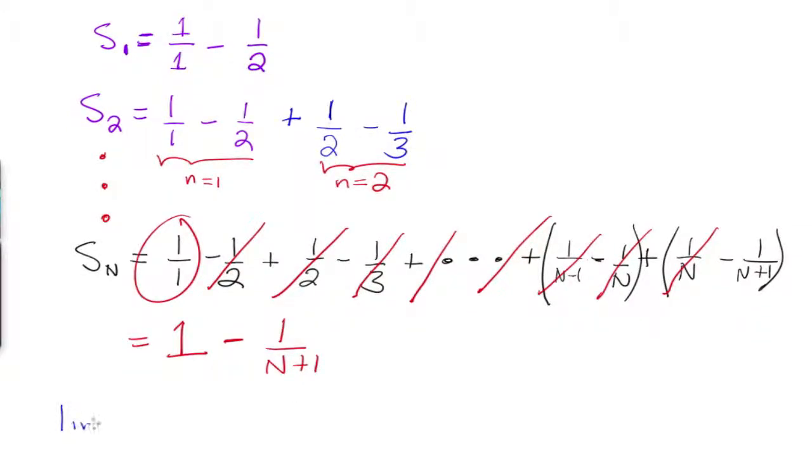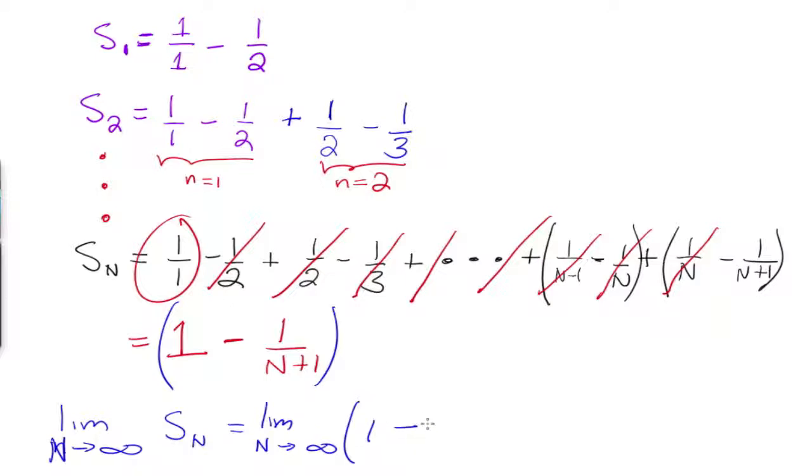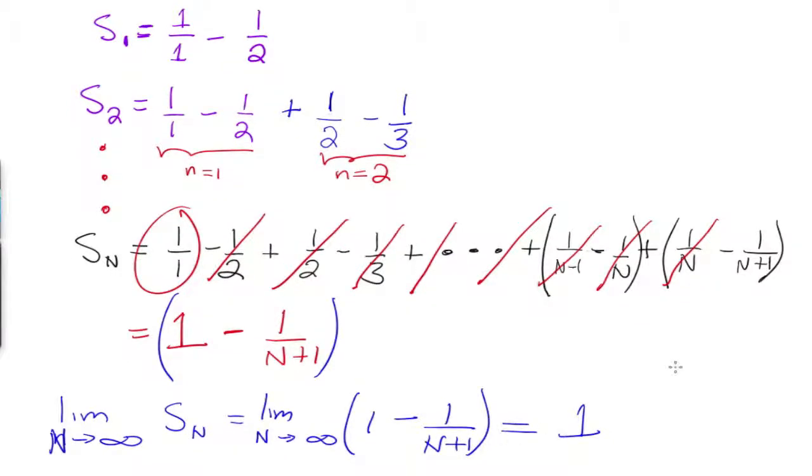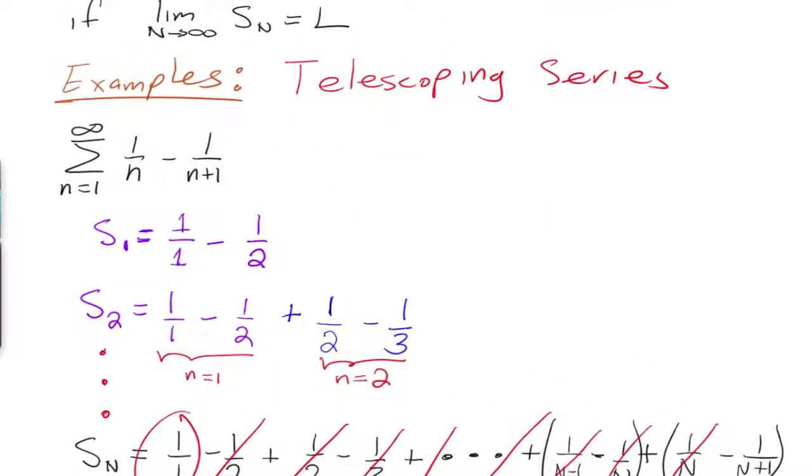So the limit as n goes to infinity of s sub n, the partial sums, is equal to the limit as n goes to infinity of, I just simplified it to this, 1 minus 1 over n plus 1. What is that equal to? 1. That's equal to 1. So this series, we say that it converges to 1.